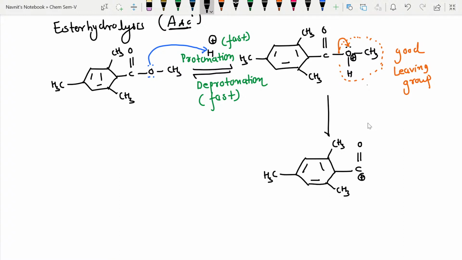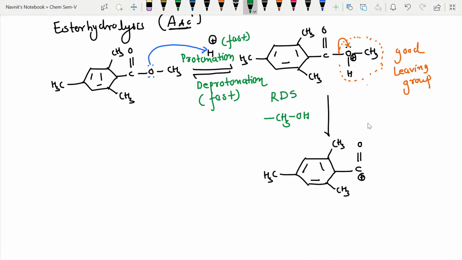We get this ion by elimination of methanol, as we discussed earlier, the AAC1 mechanism, in which the first step, the formation of carbocation, is a rate determining step. So this step is also rate determining step.